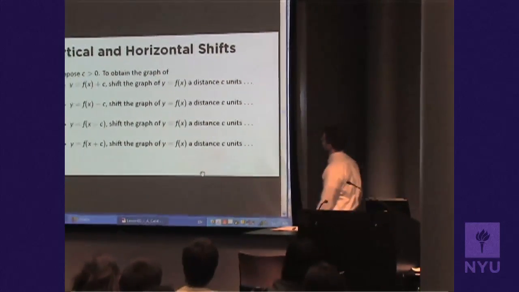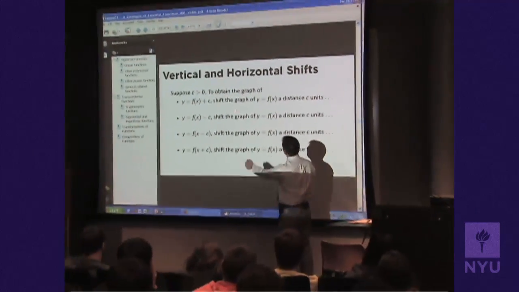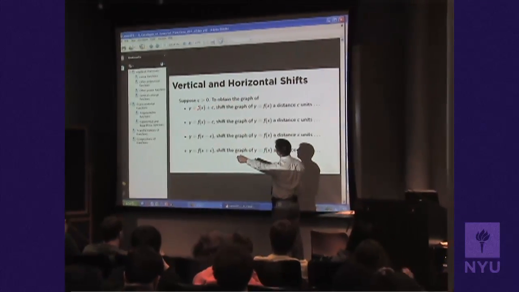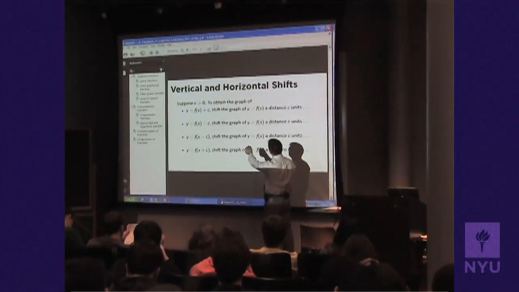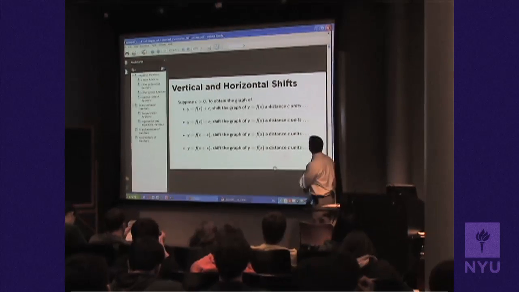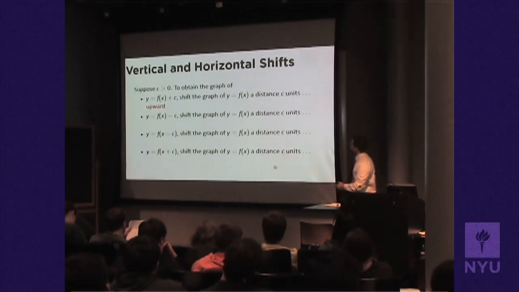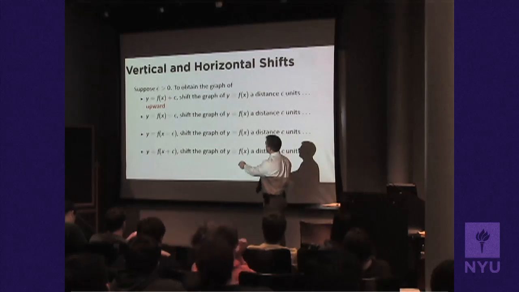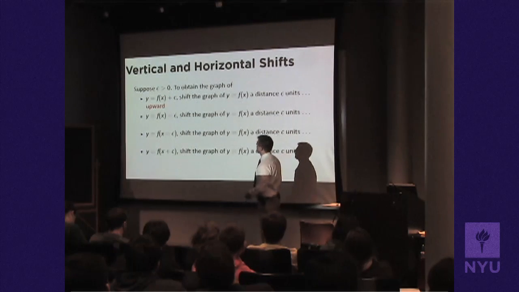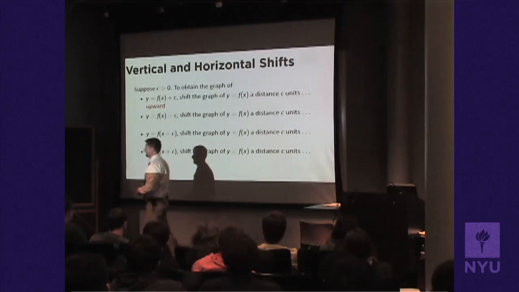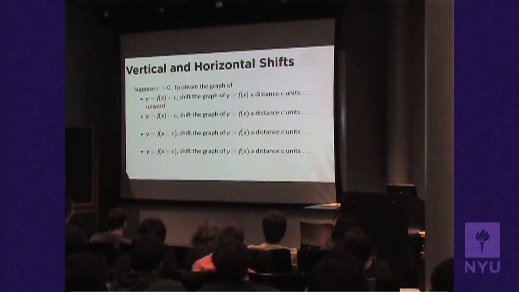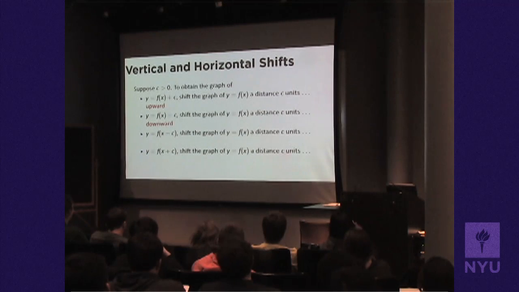Okay, so here are the answers. If to obtain the graph of y equals f of x plus constant, you take the graph of y equals f of x and move it upward, because you take the y-coordinate and then you add 1. If you subtract from f of x, then you're taking y equals f of x and moving it down by a constant c. Okay, so we're moving it downward here.